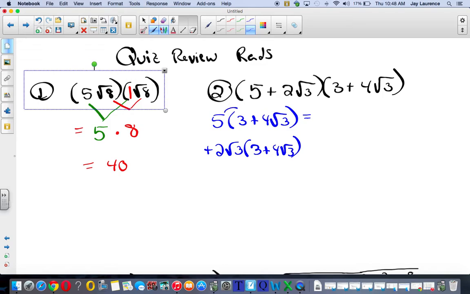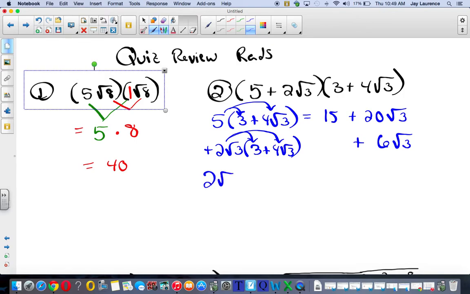So now I'm going to distribute. So I'll get 15 plus 20 rad 3. Now I'm going to multiply 2 rad 3 times 3, which I believe will be a 6 rad 3. And I'm going to write that 6 rad 3 underneath the 20 rad 3, because they're like terms. And then I'm going to multiply 2 rad 3 times 4 rad 3.